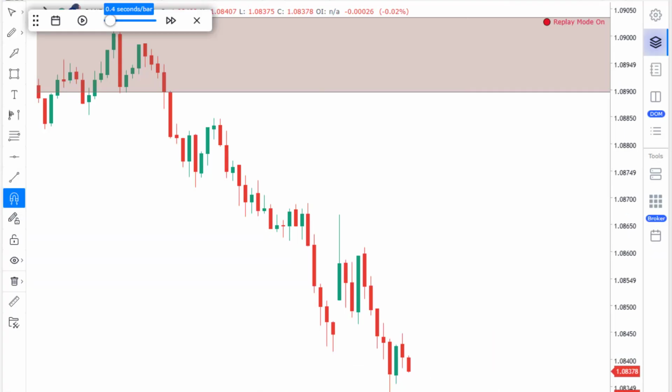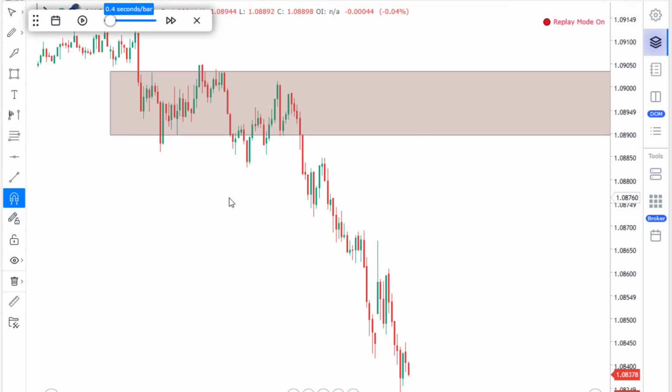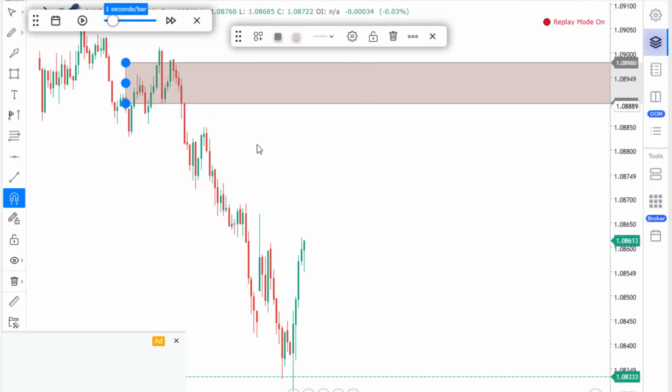So let me share with you. Okay, so this is the zone that we have in a smaller time frame, right? So remember, this is the euro US dollar. This is the zone that we marked in the H1 time frame, right? This is the H1 time frame zone that we marked, which is this zone here.